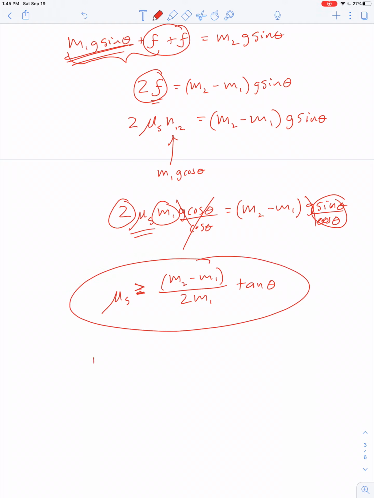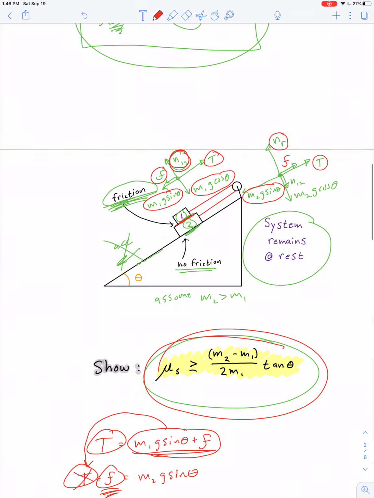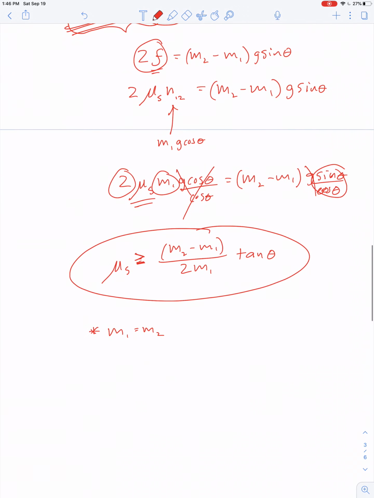What if we had the case where mass 1 and mass 2 were equal? Well, then this would be nothing more than a basic Atwood's machine on a ramp, and as long as the blocks are of equal mass, there'd be no tendency to accelerate at all, so there'd be no requirement for any friction to keep it at rest. And that's exactly what the equation says. If the masses are equal, then this term would go to 0 and no friction would be necessary.